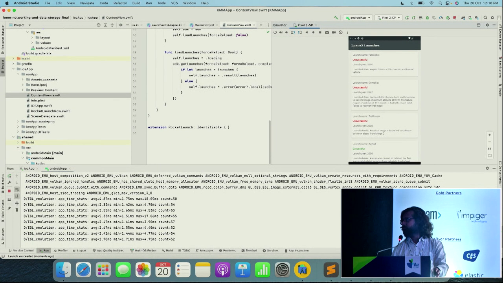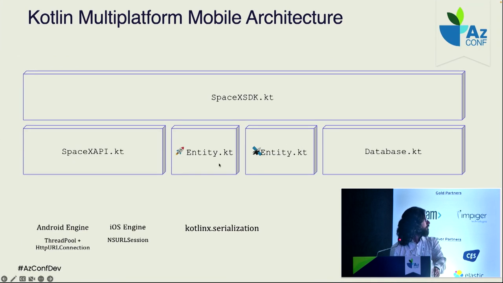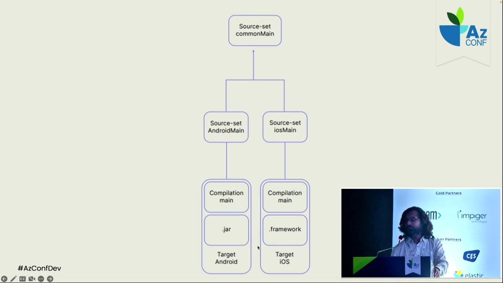So just to conclude, KMM will have this layer, this SDK, the API, the offline database, and all these things present in KMM. Let's come to this. The layered architecture is explained in a bit more detail. There is a common main source set, and platform-specific ones also written in the shared layer, Android main and iOS main. The output of compiling the Android source code is a jar, and the output of the module will be written as a framework for the target iOS platforms.